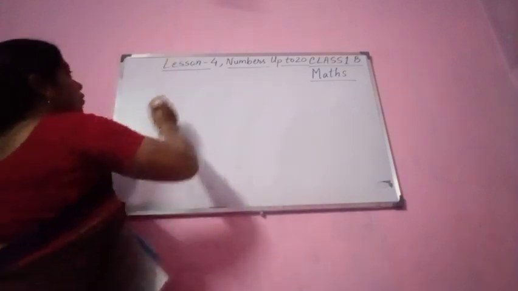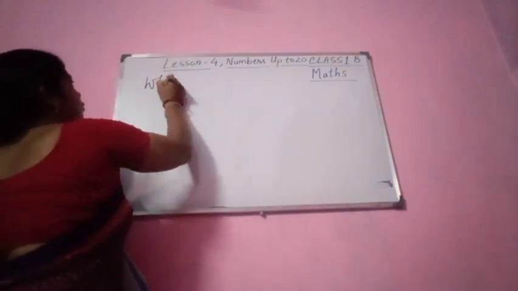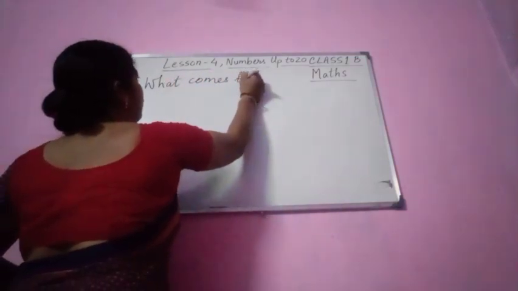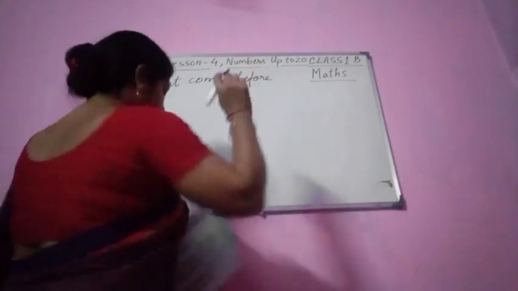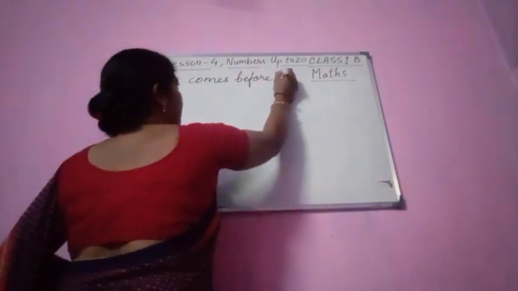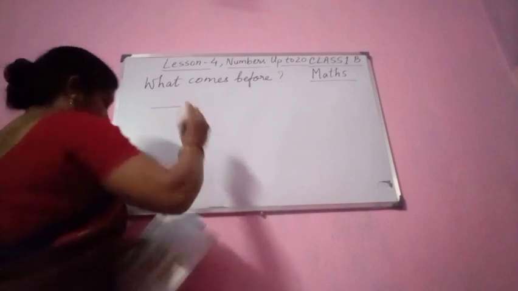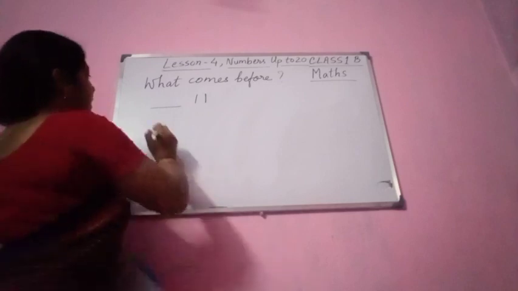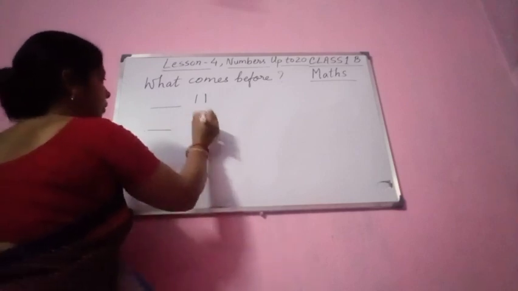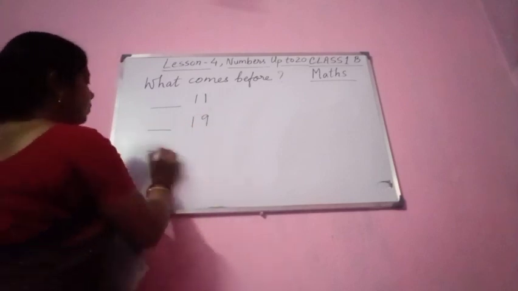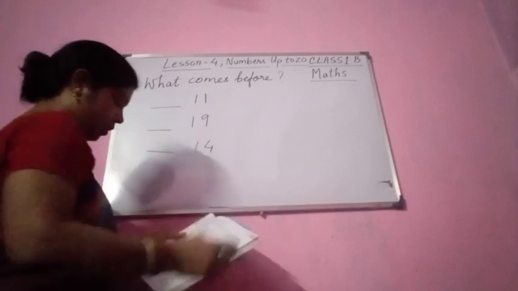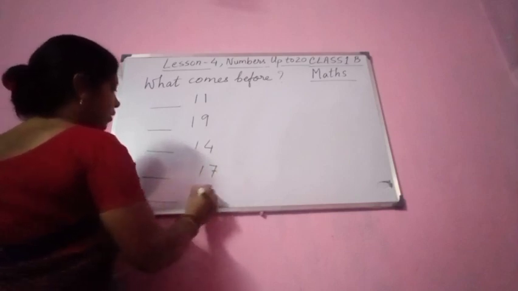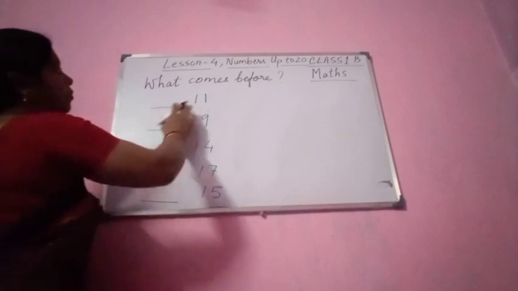Okay, what comes before? So first of all we are going to do this one. What comes before? Alright, so you see here. Here first we are going to write the questions. Alright, 11, then 19, then 14, then 17 and 15. Okay, so what comes before 11?